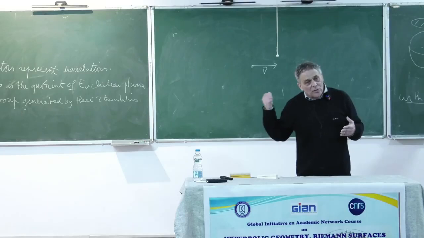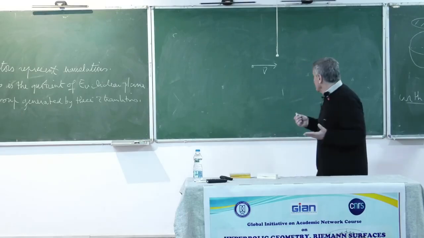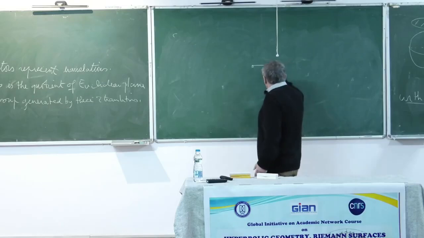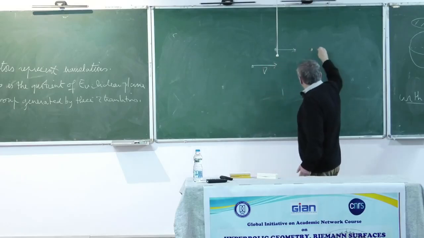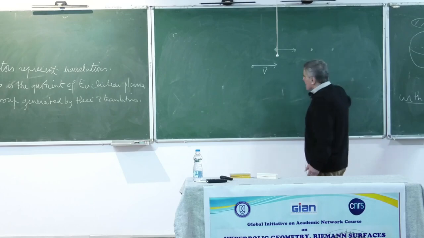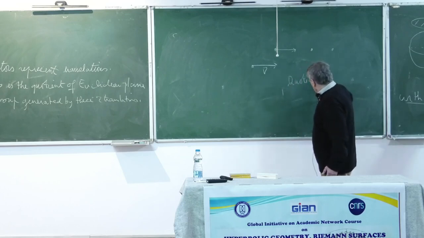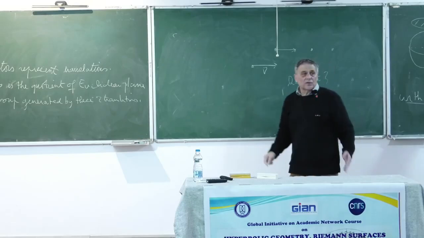This surface will be the quotient of the plane by some translation. So this is only translation by a vector. Each point is identified with its image by this translation. So this is identified with this, and now I'm asking what is the resulting surface? What is the quotient space?